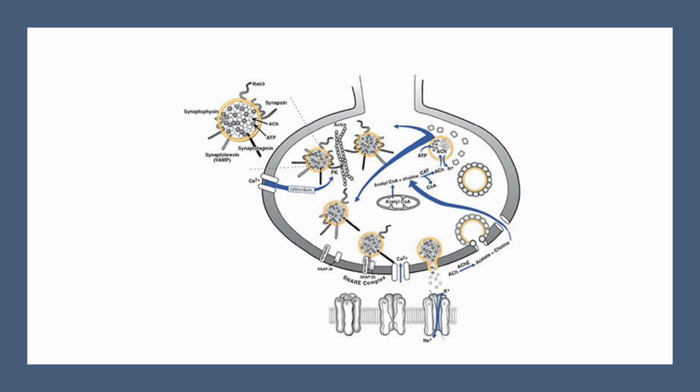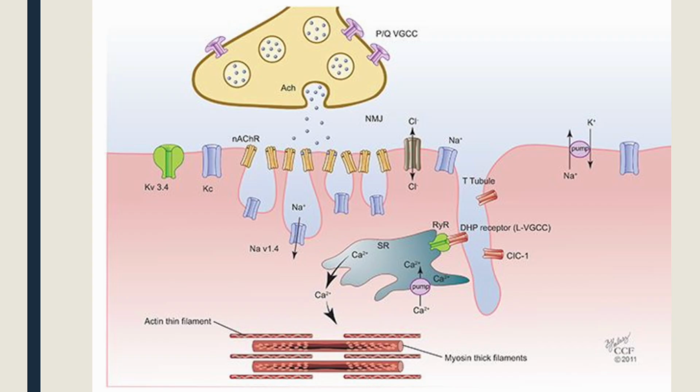What happens when calcium influx is triggered? Calcium will rush in, and it will trigger vesicle fusion with the membrane. And when that vesicle fuses with the membrane, it's going to release acetylcholine into the synaptic cleft. These vesicles are recycled through endocytosis and exocytosis to maintain neuromuscular function and neurotransmitter release.